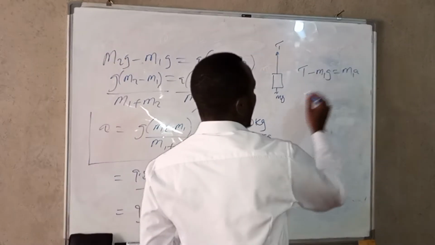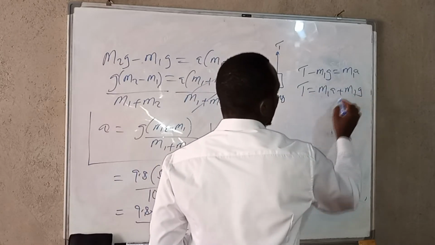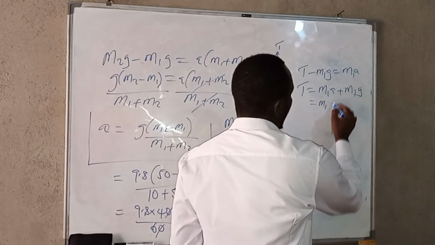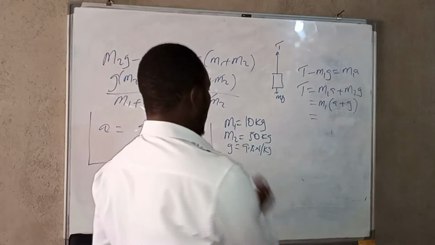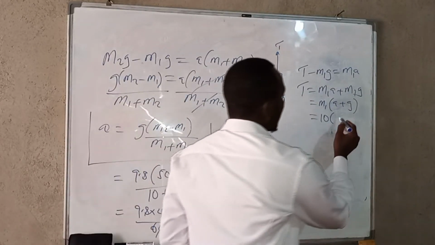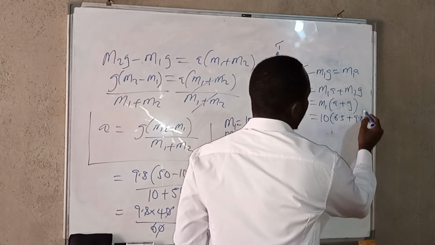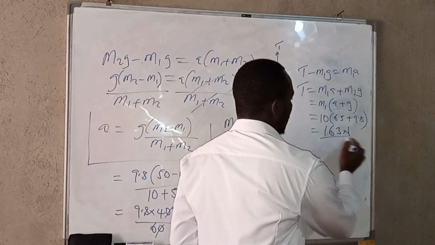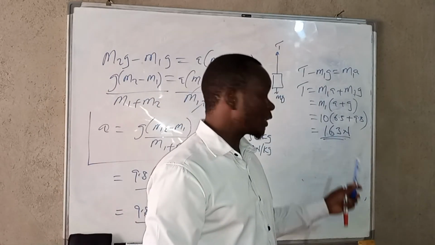So from this, we can take this to the other side. We're going to have T is equal to m1a plus m1g. Since m1 is common, we can even factor it out by saying m1 times (a plus g). Putting in the values for m1, we have 10 kg, then our a is 6.5, plus the value for g, 9.8 newtons per kg, and we get 163 newtons. So this is the value of the tension.